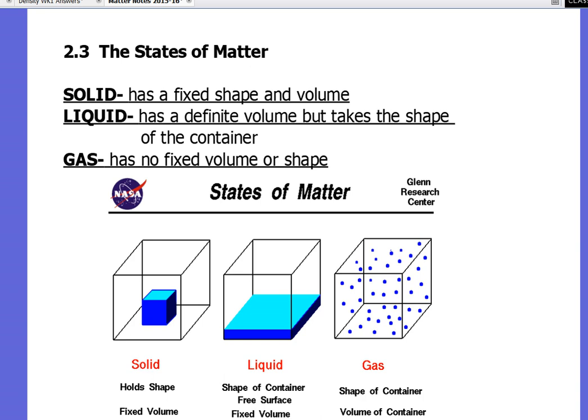These pictures here, brought to you by NASA, might all have the same mass, but you can tell how the mass is spread out differently. In the solid, the mass is tight and held together in a strong form, fixed shape. The liquid is spread out to fill the bottom of that cube. And then gas is spread out to fill the entire cube. But what's important about the gas is you can really see the space in between, whereas with the solids and the liquids, it's harder to see the space in between because they're so close together.